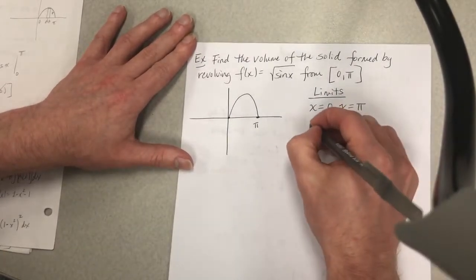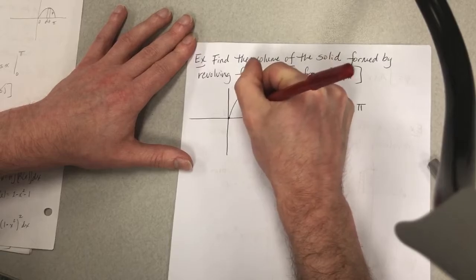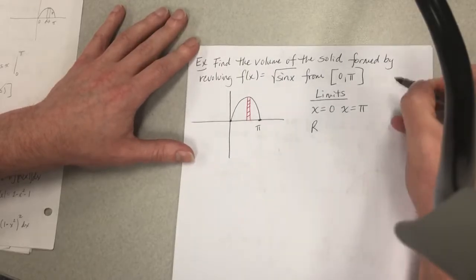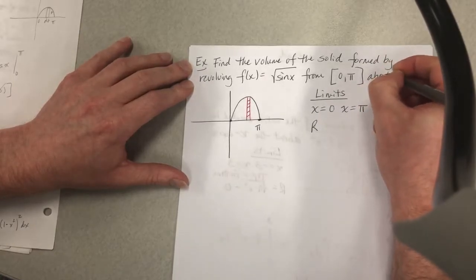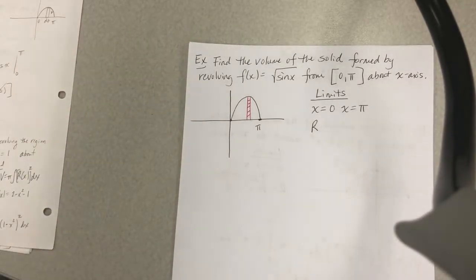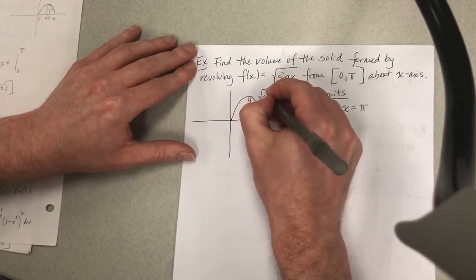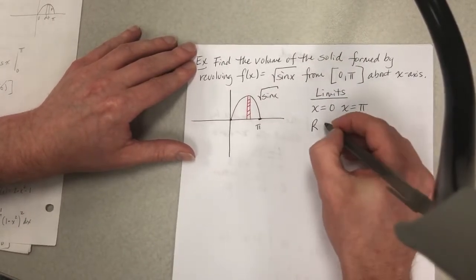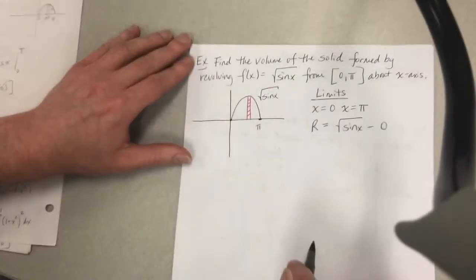And now we're going to find our r. Now we find our r by doing our little ladder. Our ladder is drawn from the axis of rotation, the x-axis, sorry. I left this out in the example problem. So our r is found by doing top curve minus bottom curve, okay? So our top curve is square root of sine of x, and our bottom curve is going to be the x-axis, which is y is equal to 0. So it's square root of sine of x minus 0.